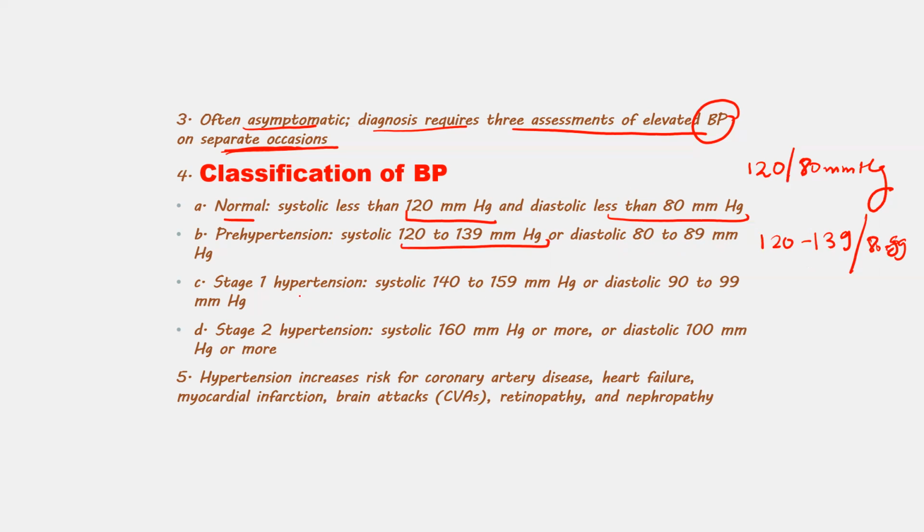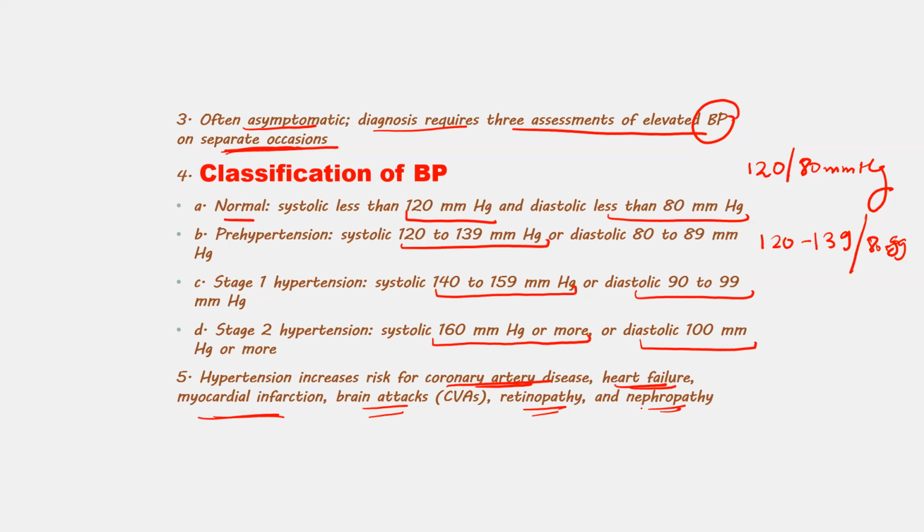Stage 1 hypertension. The systolic blood pressure will be 140 to 159 and diastolic will be 90 to 99 mm Hg. In stage 2 hypertension, systolic will be 160 mm Hg or more, or diastolic will be 100 mm Hg or more. And hypertension increases risk for coronary artery disease, heart failure, myocardial infarction, brain attacks, retinopathy, and nephropathy.